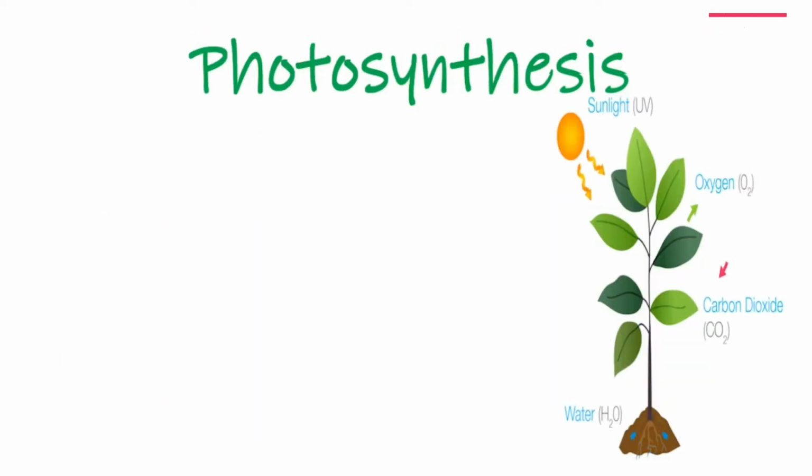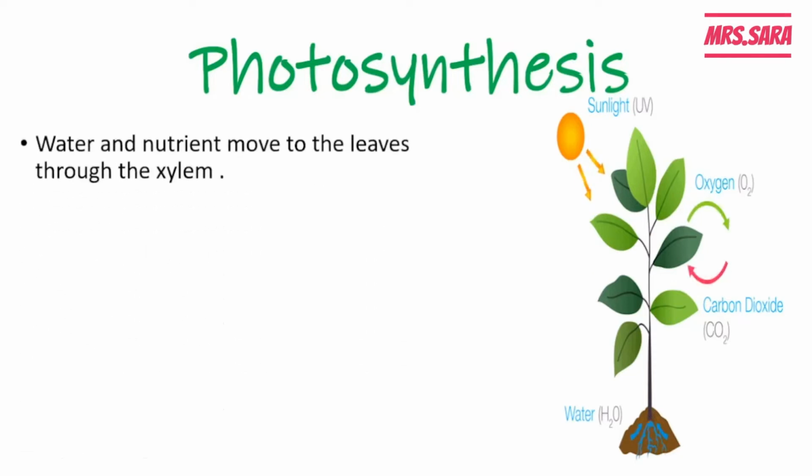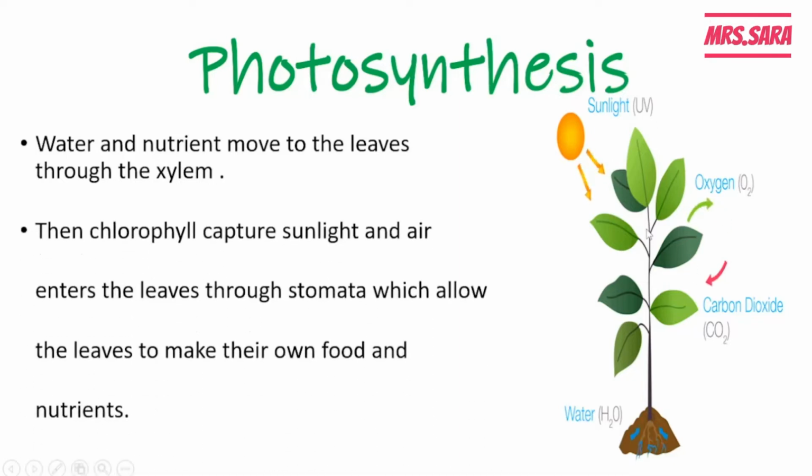Can you remember the photosynthesis process? In the photosynthesis process, the water and nutrients move through the roots to the stem, through the xylem to the leaf. So water and nutrients move to the leaves through the xylem. Then the chlorophyll that is found in the leaves captures the sunlight and the air enters the leaves through stomata. Super, which allows the leaves to make their own food and nutrients.